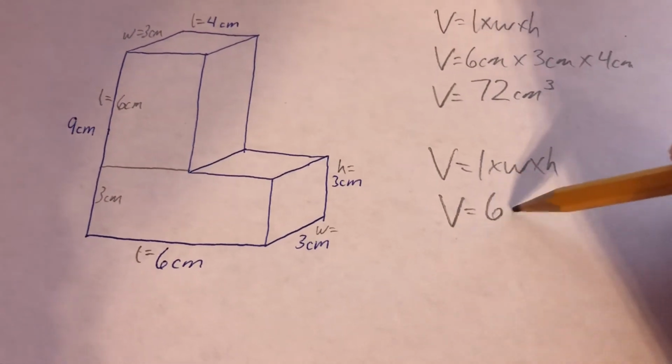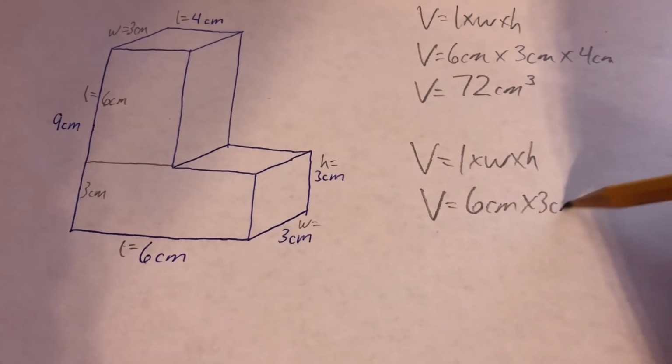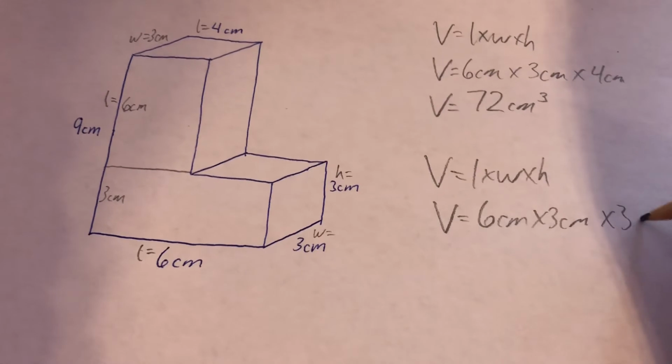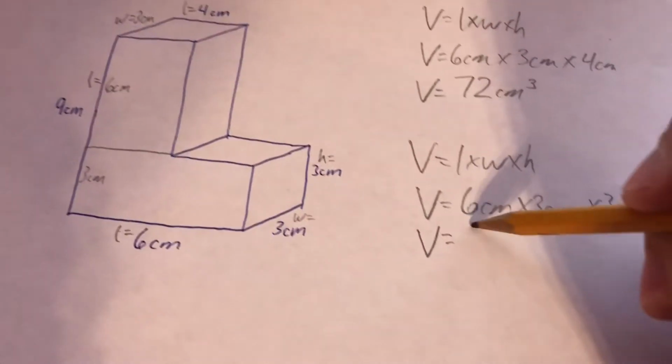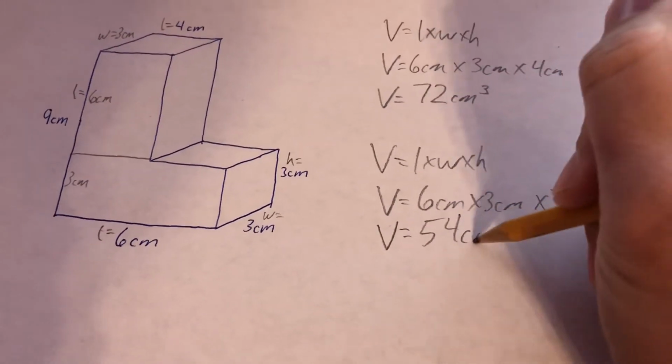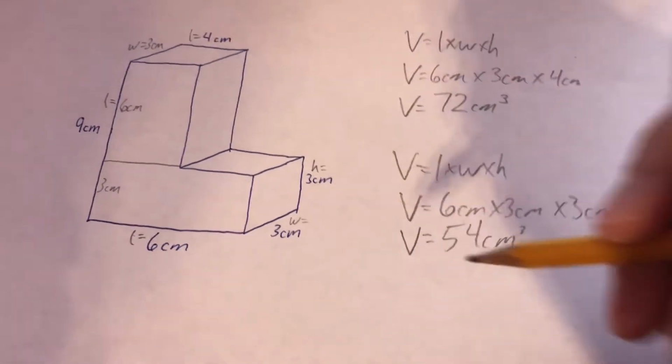All right, so the one on the bottom, volume equals length times width times height. Volume equals 6 centimeters by 3 centimeters by 3 centimeters. Volume equals, all right, I'm going to do 3 times 3 is 9 first, times 6 is 54 cubic centimeters. All right, don't forget to add.